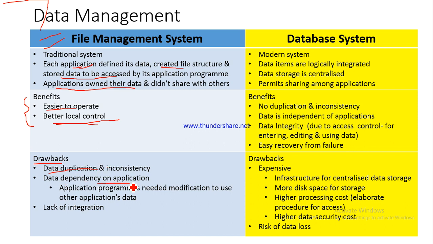Data dependency on application. What do we mean by this? Since each application, we talked about the two applications, the cash application and the loan application. So in the cash application, data was entered and the data structure was defined depending on the requirements of the application. While the requirements of the loan application would be different, so there they would define the data in their own manner.